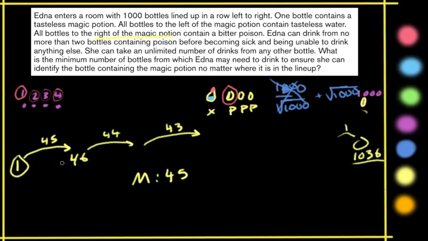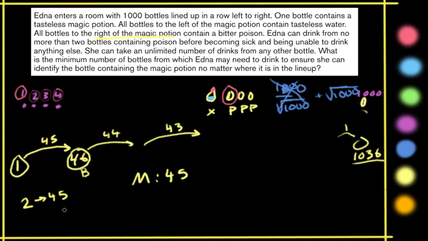Let me think about it. So if this is bitter, then we go back and we taste. Oh no, because we already tasted 1, so we don't need to taste all 45 of these. We just need to taste the 44 of them from 2 up to 45. So we tasted number 1, then we tasted 46, and that one was bitter. And then we go back and we taste all the ones from 2 up to 45.